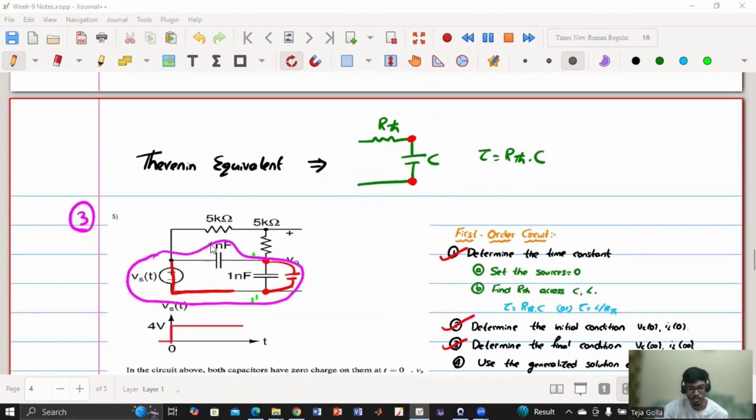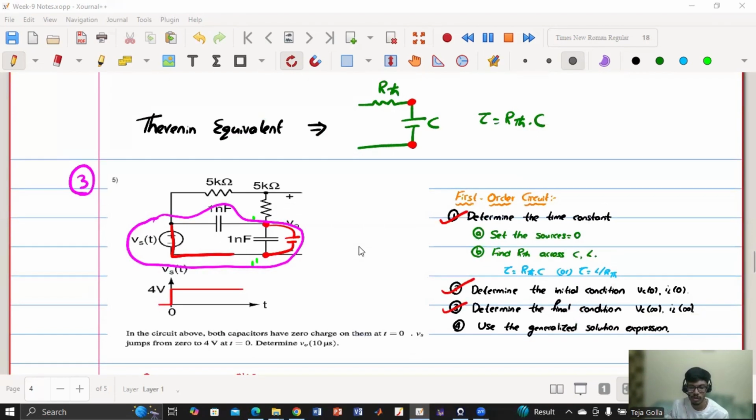So I'll again summarize what we have discussed. In this circuit, it's a special case where capacitors are connected in series with the voltage source. When the voltage is connected, if you apply KVL, capacitor voltages are non-zero, which means the capacitors will get instantly charged. Only in this case will the capacitor initial value see a jump.